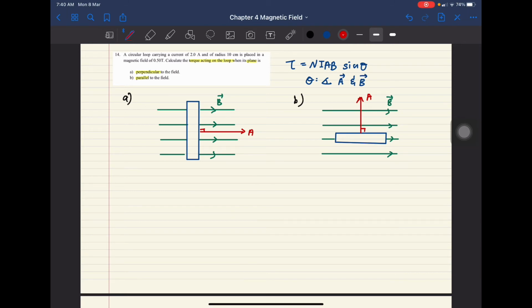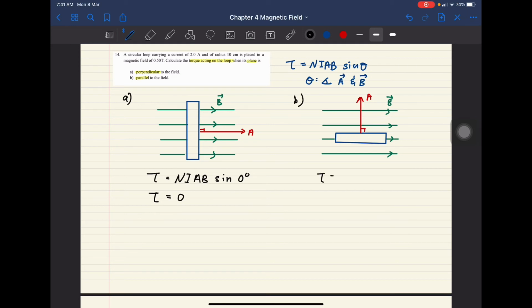So if you want to solve the first question, torque equals NIAB. In this case it will be sine 0 degree, because direction of magnetic field, which is in this direction, is in the same direction with the area's direction. So equals 0, because sine theta equals 0. Sine 0 is equal to 0.